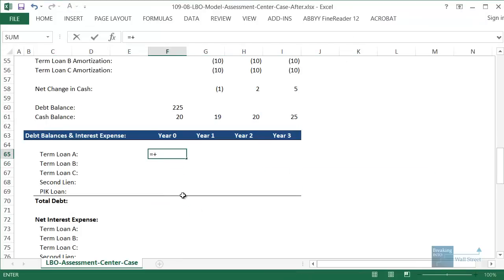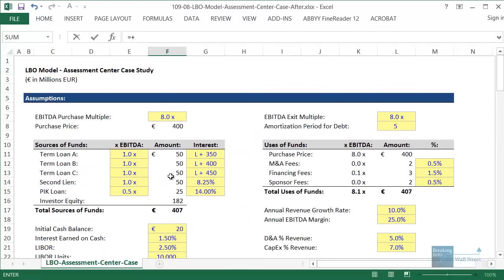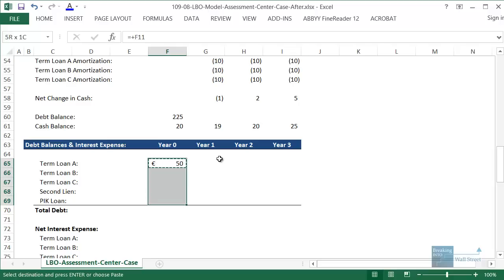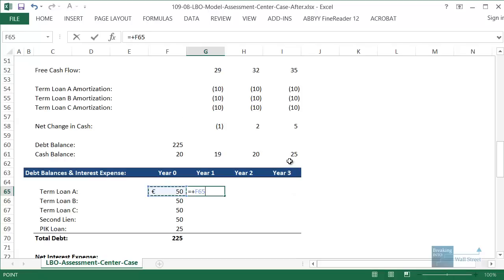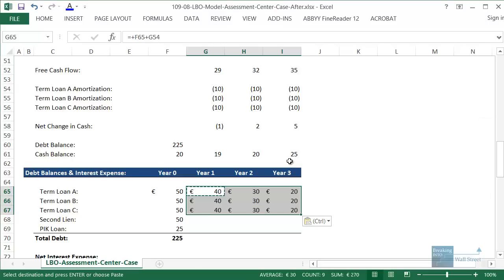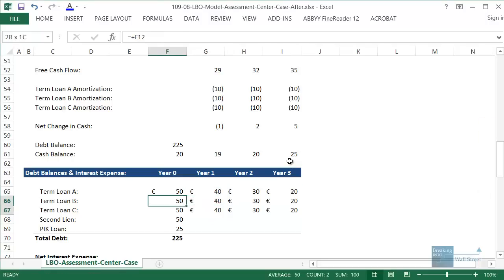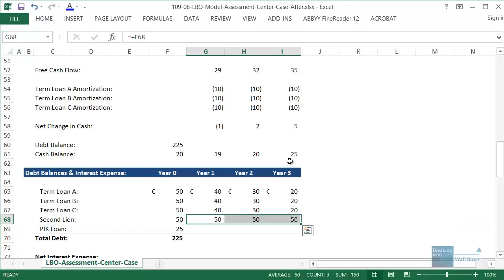here for the initial debt balances in year 0, right after the deal takes place, let's just link up here and copy all these down and add up the total debt. Now term loan A, B, and C will all amortize over time. So we can take the old number and then factor in the amortization. So these are going to change over time. Now the second lien debt has bullet maturity, so it's going to stay the same over 3 years.